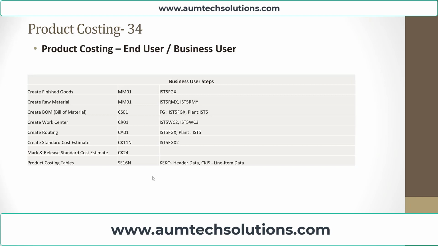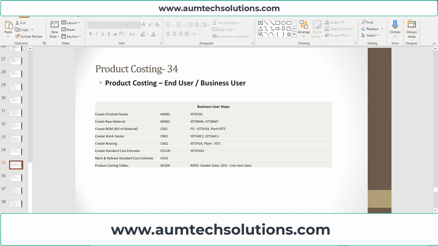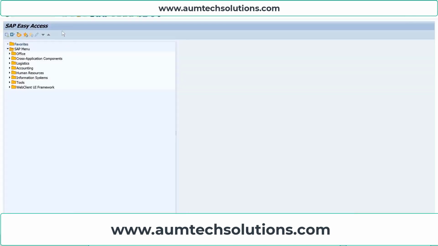The first transaction code is create standard cost estimate of the finished goods. So we are going to run the standard cost estimate for the finished good IST5 FGX, which we created in the previous tutorial. Transaction code for that is CK11N. So I will log into SAP and go to transaction code CK11N.